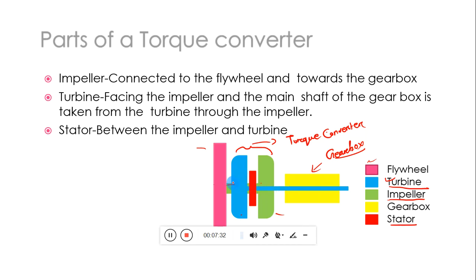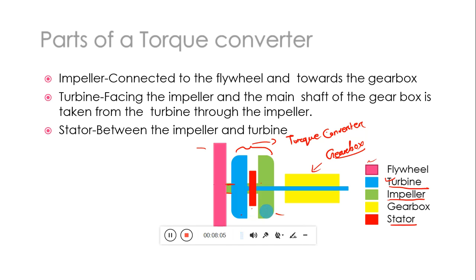Here I will tell you that this turbine is free to rotate upon the crankshaft. Or rather, it can rotate freely on the shaft. The turbine, or the shaft connected to the turbine, is directly connected to the gearbox through the stator. That is the main point where you will get the difference between this torque converter and your fluid coupling.